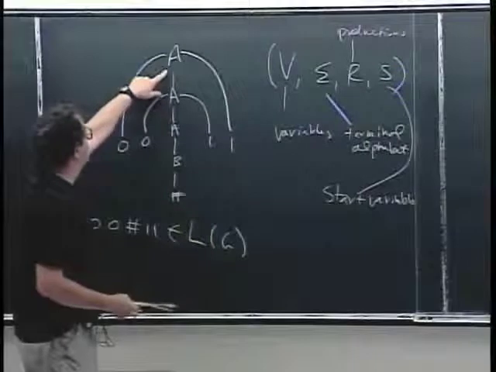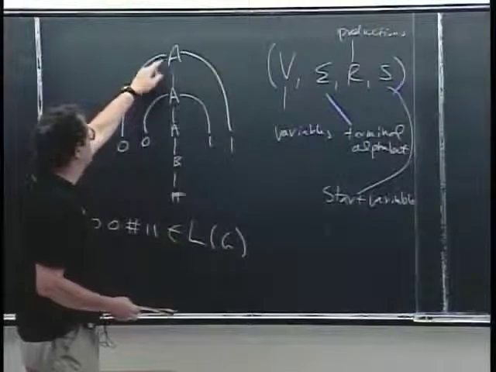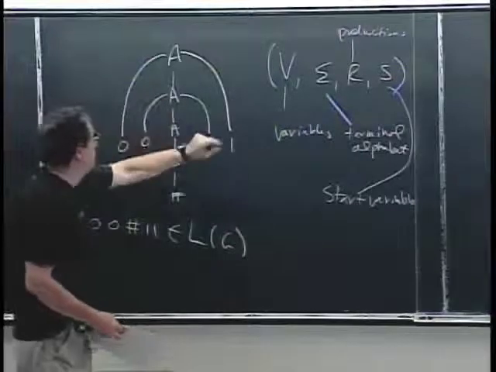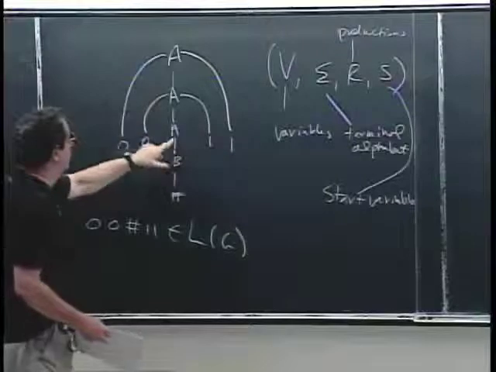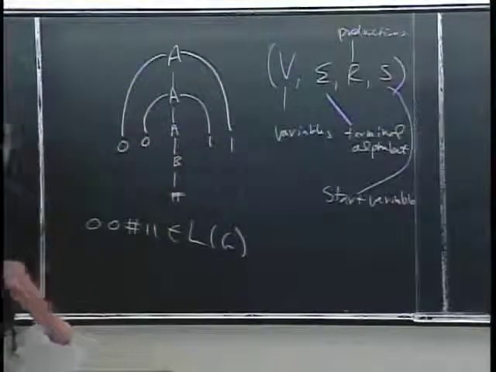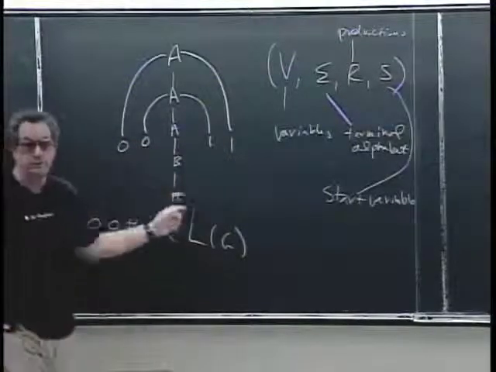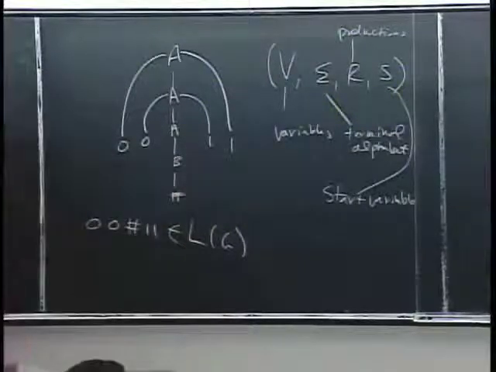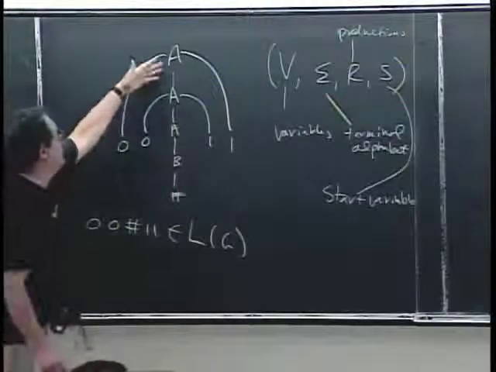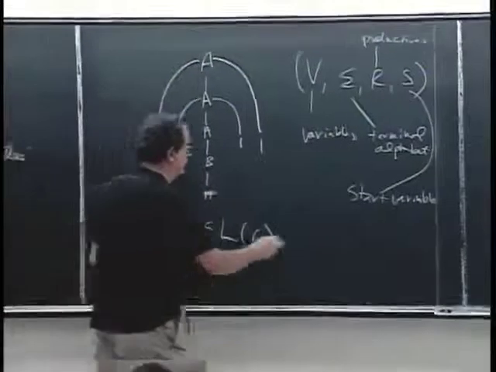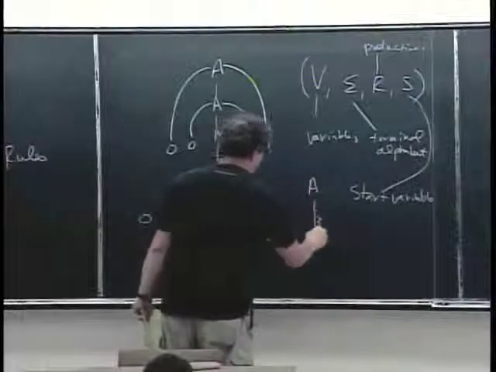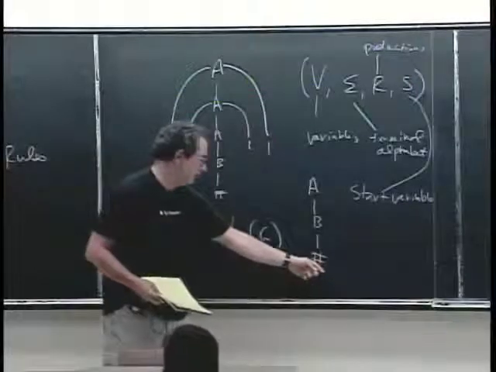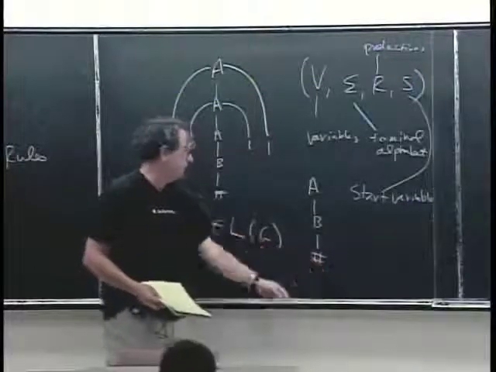So here, A is the start variable, and we're using this production. A goes to 0, A, 1, and then we're using it again, and then we're using the A goes to B production, and then B goes to the hash production. And in this grammar, you notice that there are choices. We could have actually done a derivation that just has A goes to B goes to hash. So this is also in the language that's generated by this grammar.